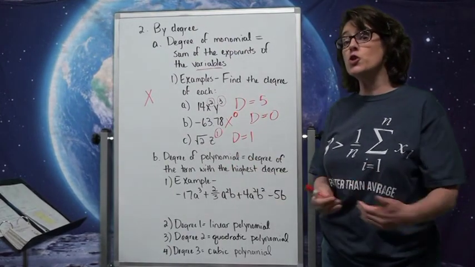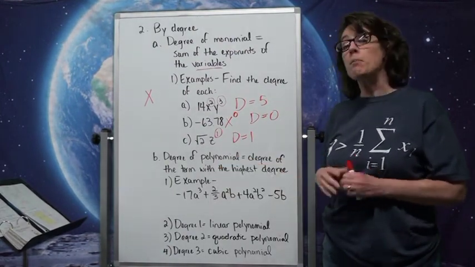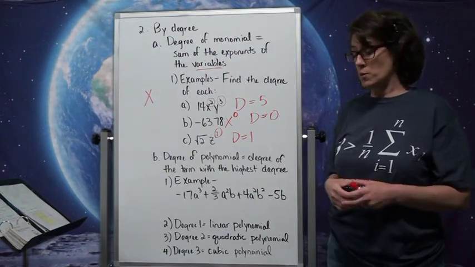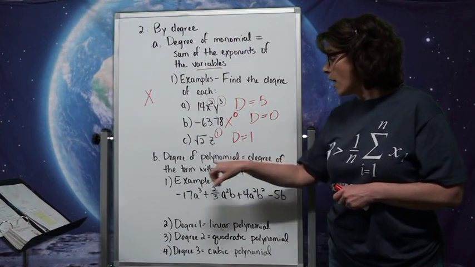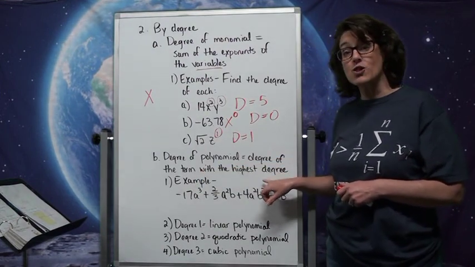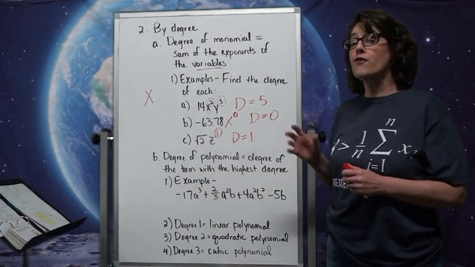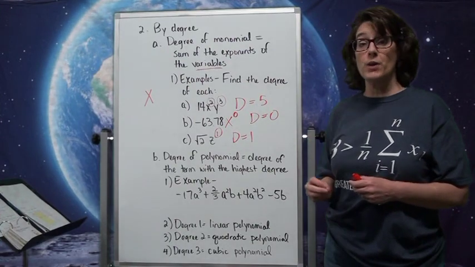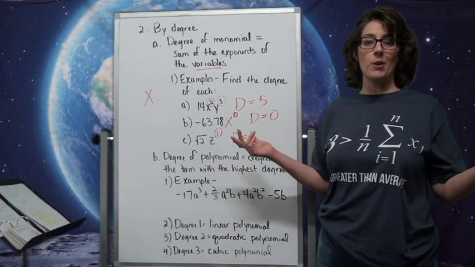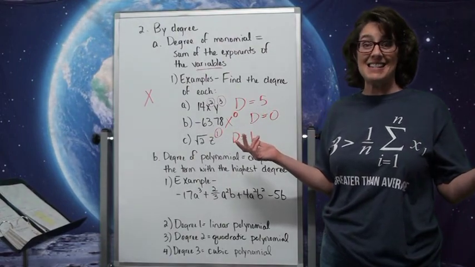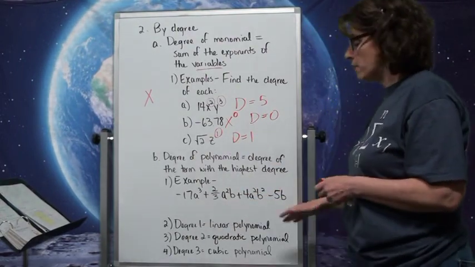Let's take that and use it to find the degree of your polynomial, many terms. To get the degree of your polynomial, you take the degree of the term with the highest degree. So in other words, you find the degree of every one of those terms. The biggest number you see, that's the degree of the entire polynomial. It's that easy. So I'm going to look at this polynomial right here.